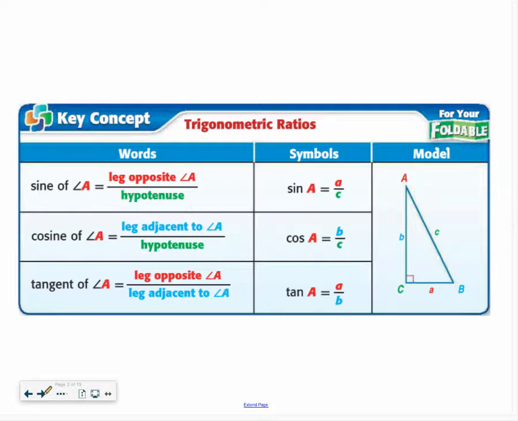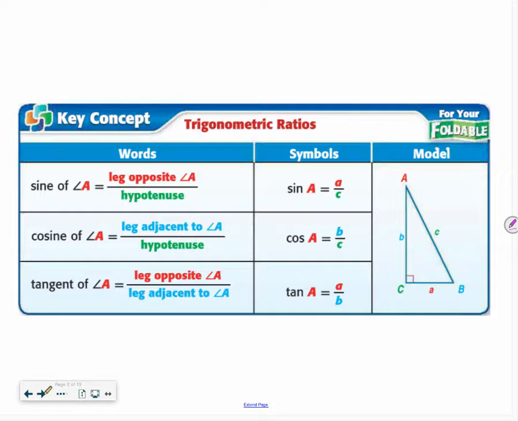One thing I'm going to say multiple times forever and ever, because people always forget it: sine, cosine, and tangent can only be used with right triangles.